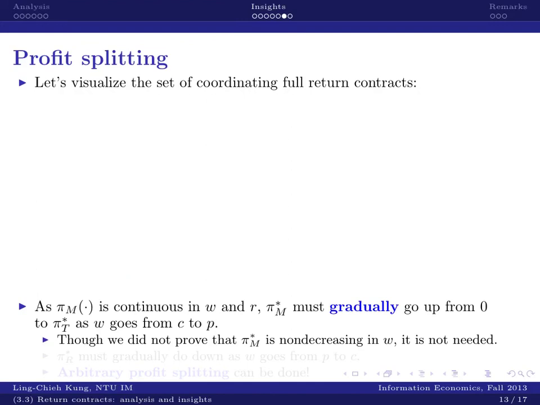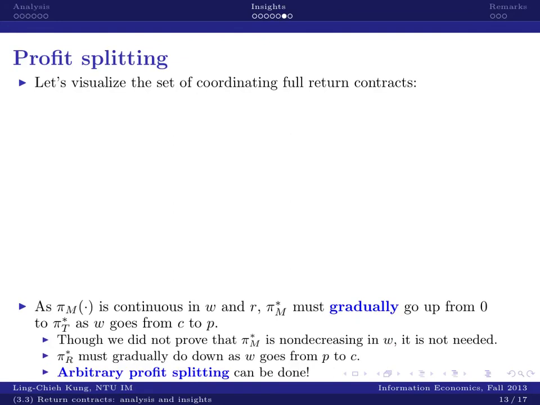So let's conclude what we did. Because pi m is continuous in W and R, pi m star must gradually go up from 0 to pi t star as W increases, or you may say as R increases. The key here is gradually, or continuously, and this is why we may guarantee arbitrary profit splitting. That's something important here. We actually do not need to show pi m star is non-decreasing in W. It's not needed. All we need is continuity.